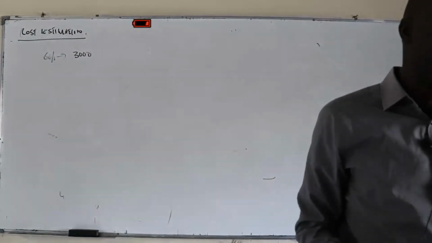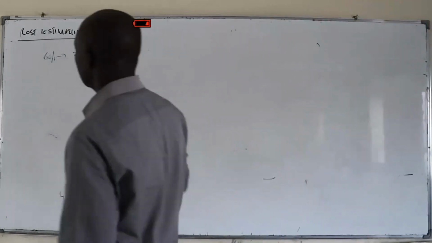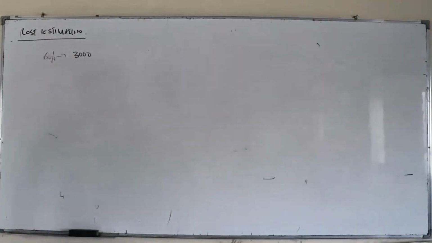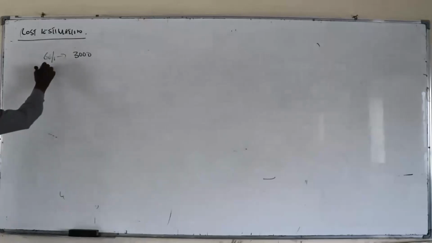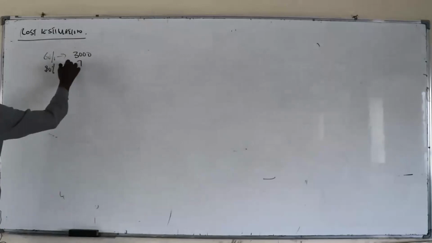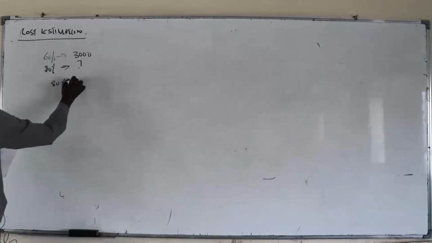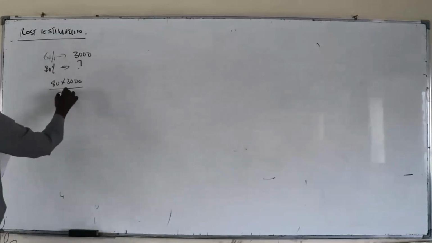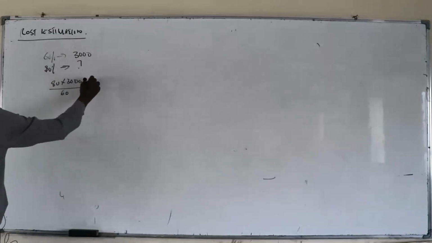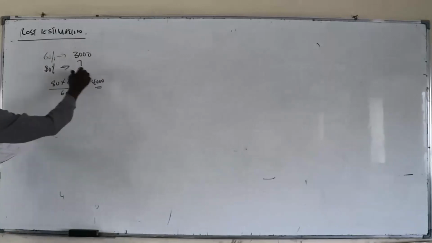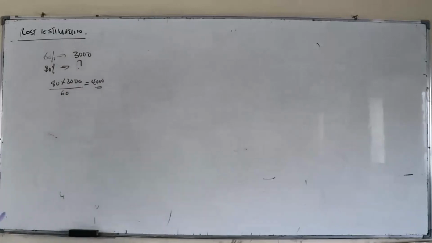Now the question is, if at 60% they are able to produce 3,000 cars, what about if they're operating at 80%, which is the highest level? How many cars can they produce? Okay, so we cross multiply. It's going to be 80 times 3,000 over 60, which is 4,000. So in other words, at the highest level they are producing 4,000 units. At the lowest level, they're producing how many units?